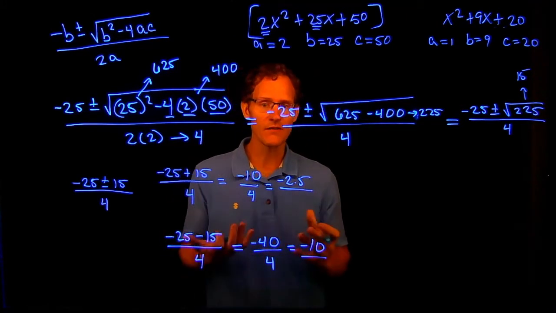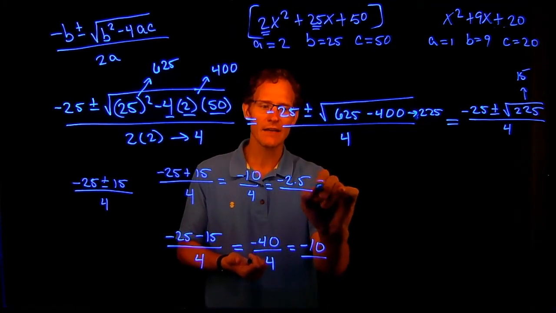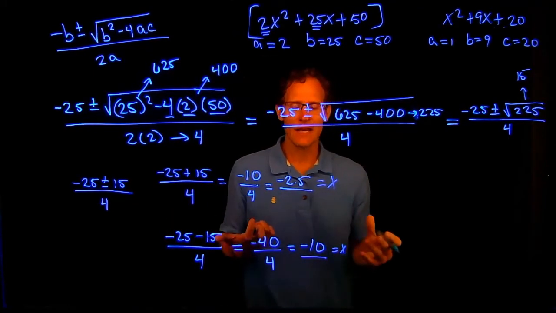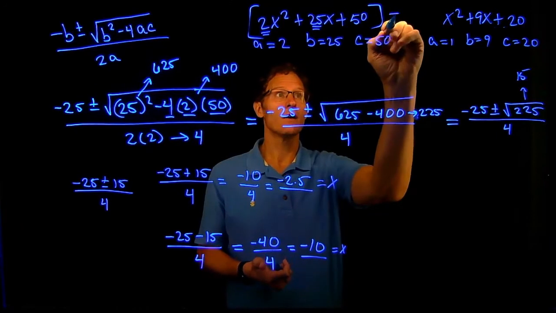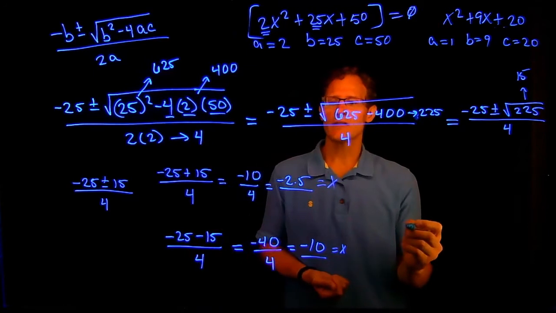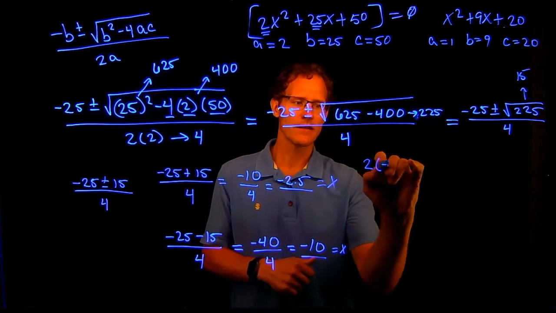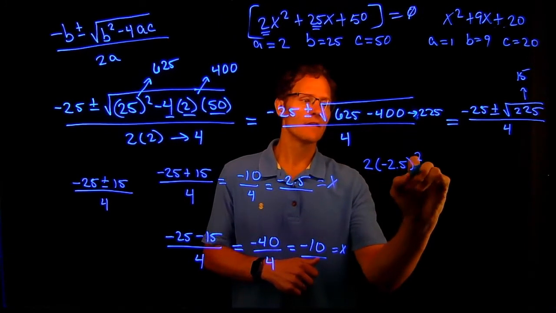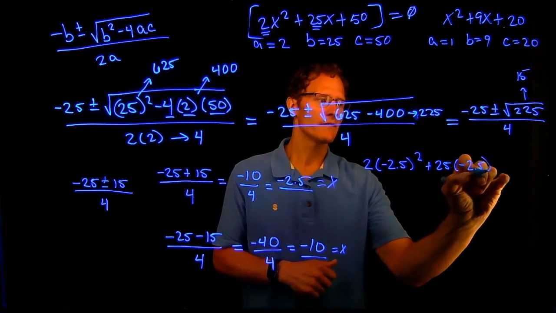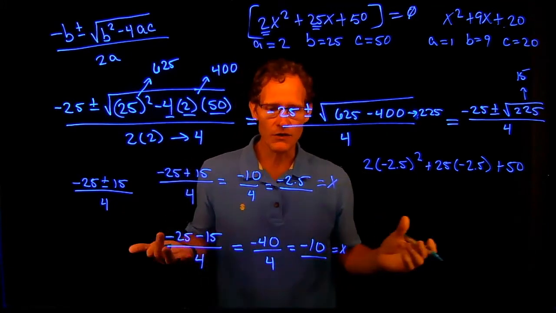As I mentioned in the previous video, the last thing you should always do is to plug these values back in and make sure that when you do so, the answer ends up being 0, because this all equals 0. Let's go ahead and do this. We'll start with negative 2.5: 2 times negative 2.5 squared plus 25 times negative 2.5 plus 50. Use your calculator to help.